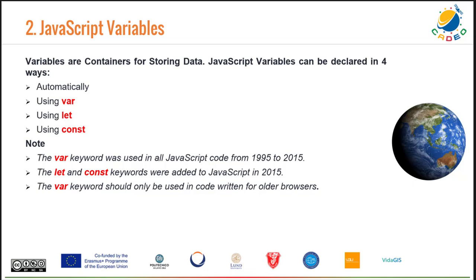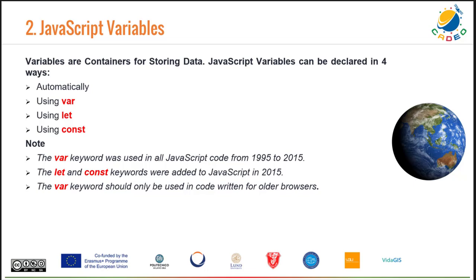You can declare variables using three different keywords: var, let, and const, or automatically declare. The var keyword was commonly used in JavaScript code from 1995 to 2015. Introduced in 2015, the let keyword allows you to declare variables that can be reassigned. Variables declared with let have block scope and must be declared before use. Furthermore, variables declared with let cannot be redeclared in the same scope.